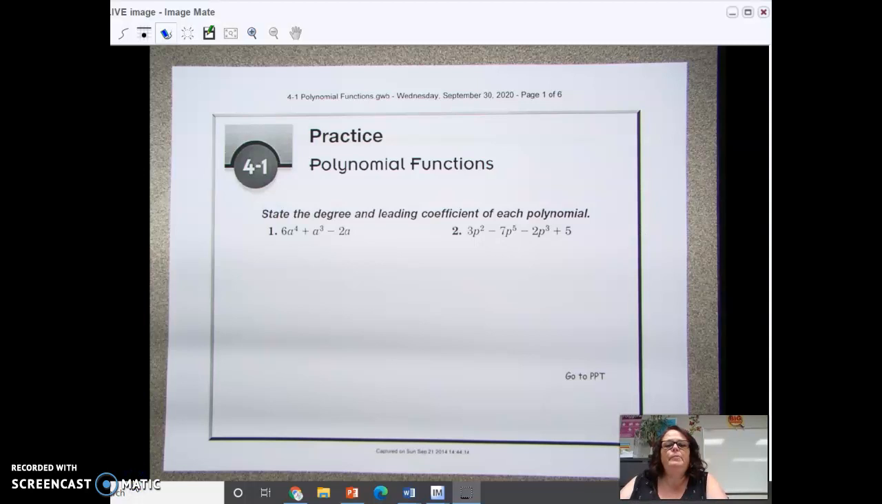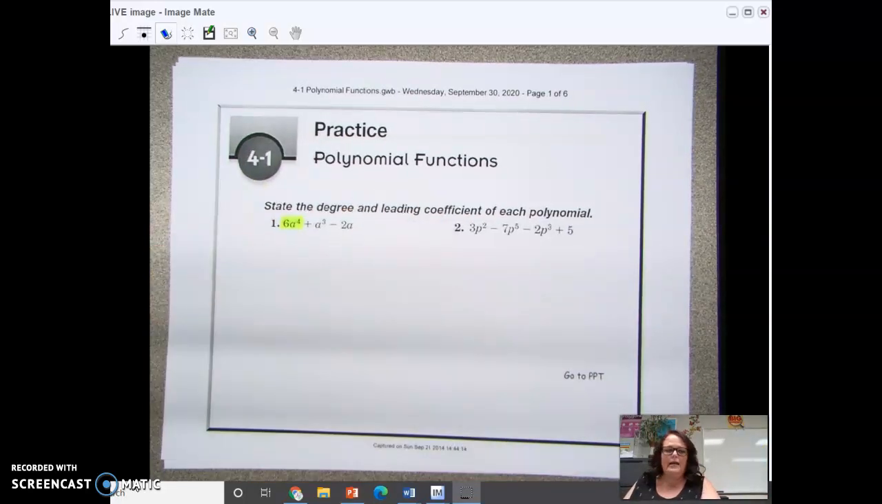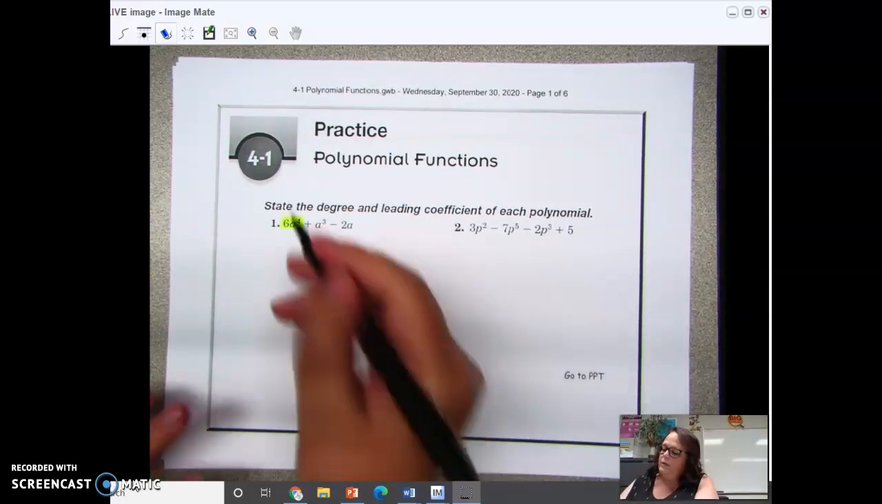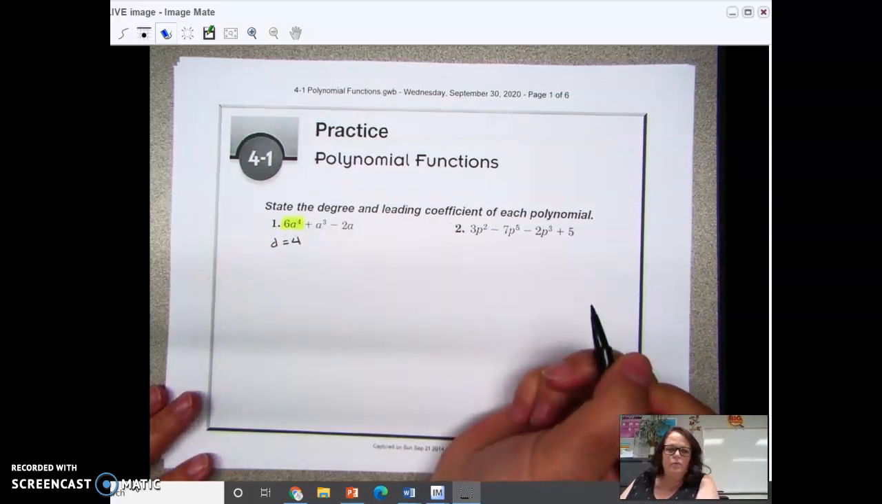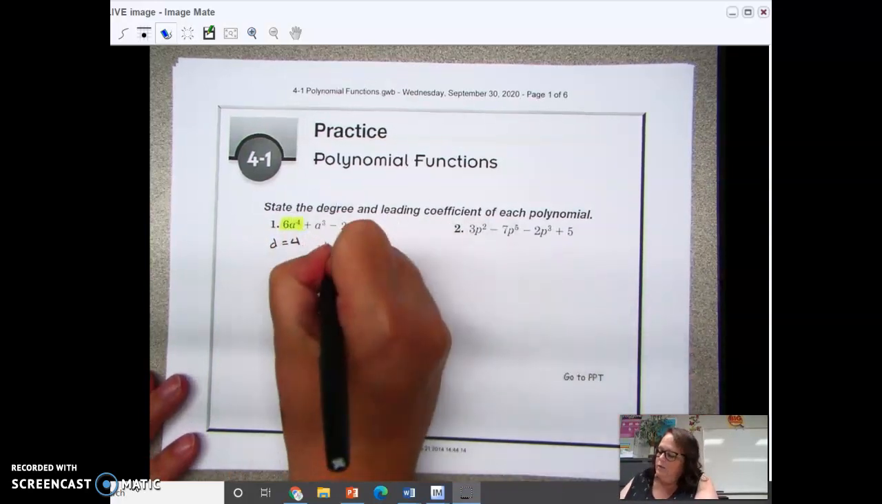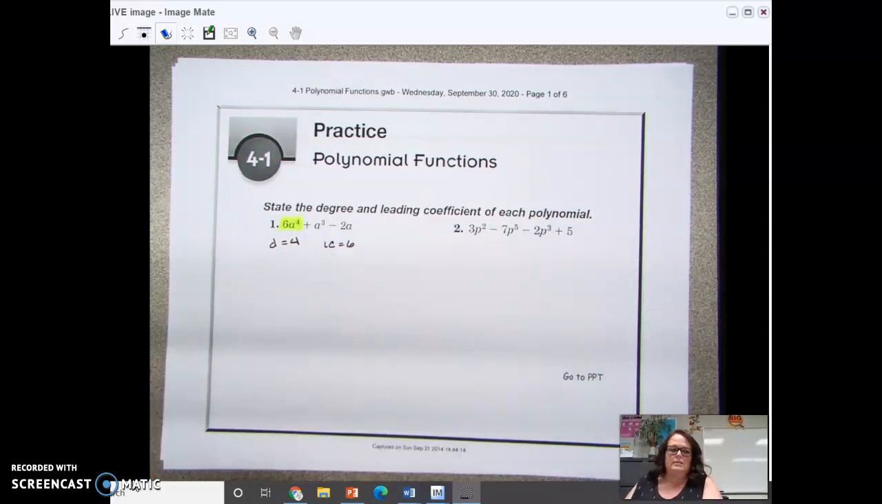All right, so take a moment to pause the video and see if you could find the degree and the leading coefficient of each problem. So looking at the first one, I'm going to highlight the monomial that has the highest exponent for a. And so what that tells me, since the highest exponent is 4, the degree is equal to 4. And then the leading coefficient is the number in front, and so the leading coefficient is 6.